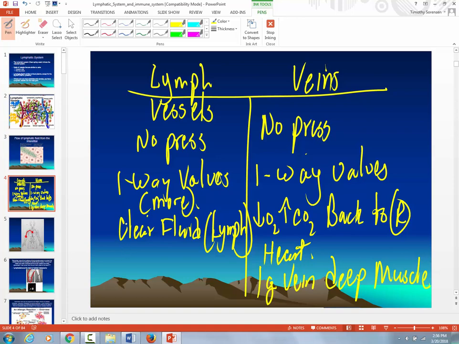And all lymph vessels dump their lymph into the right side of the heart.